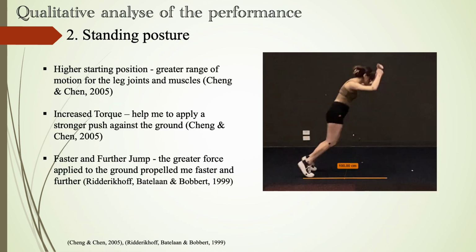When I began my jump from a higher squat position, my body was closer to its full extension. This provided a greater range of motion for my leg joints and muscles. This allowed me to maximize the potential stored in my leg muscles and joints, leading to a more explosive and effective takeoff. This increased torque gave me the extra boost needed for both speed and distance, resulting in a better standing long jump performance.